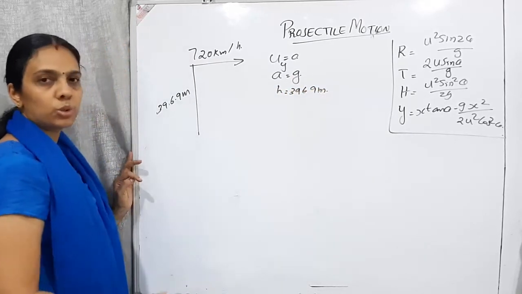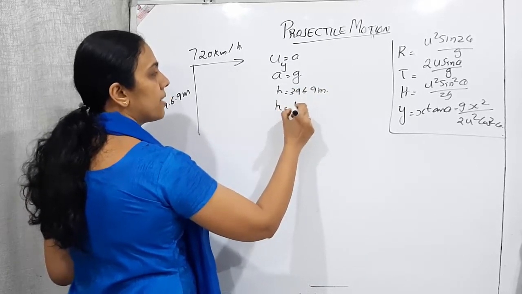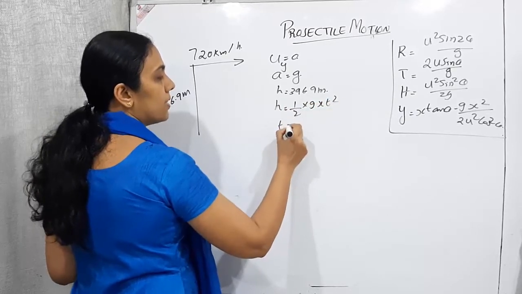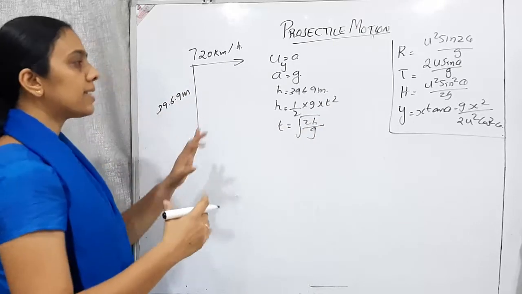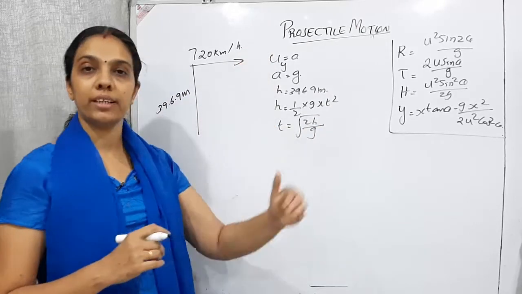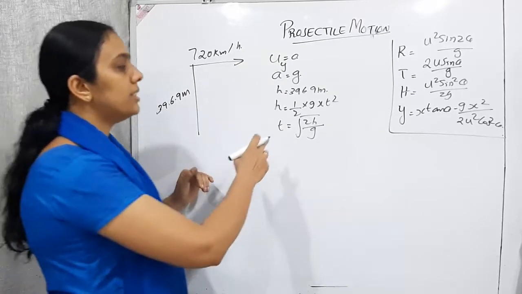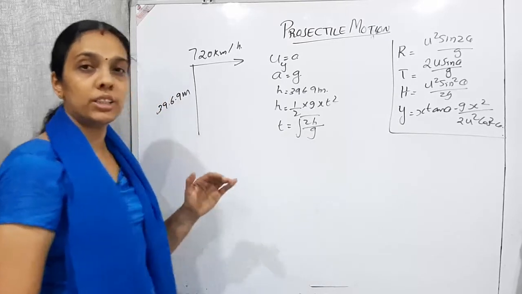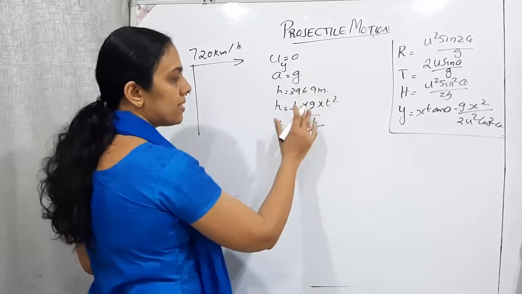Okay, so s is equal to ut plus half at square. When we are using it, we can write it as ut plus half at square. So the time is root of 2h by g. Till now we were doing all these steps and finding out. Now you can remember by heart that time in the vertical direction is root of 2h by g. So no need to do all these steps.